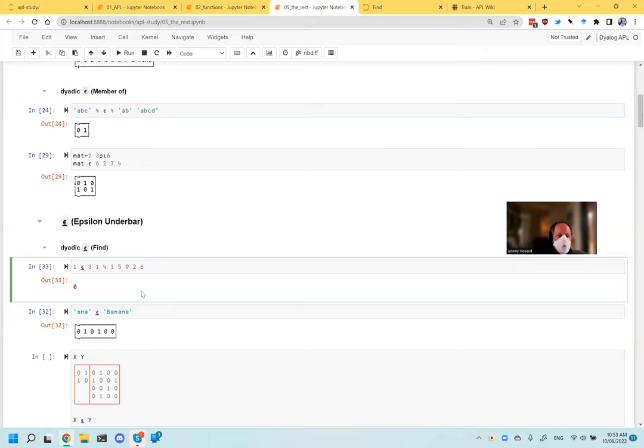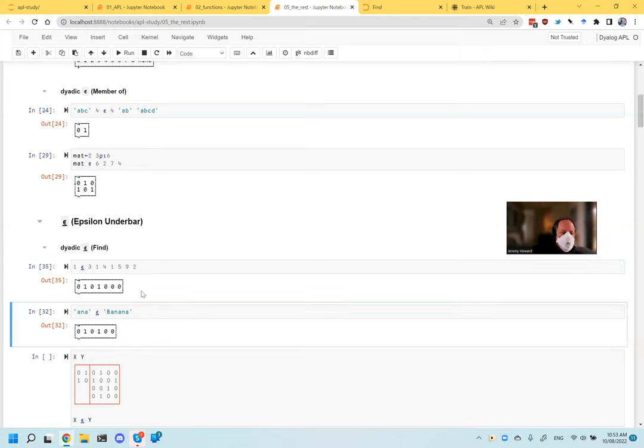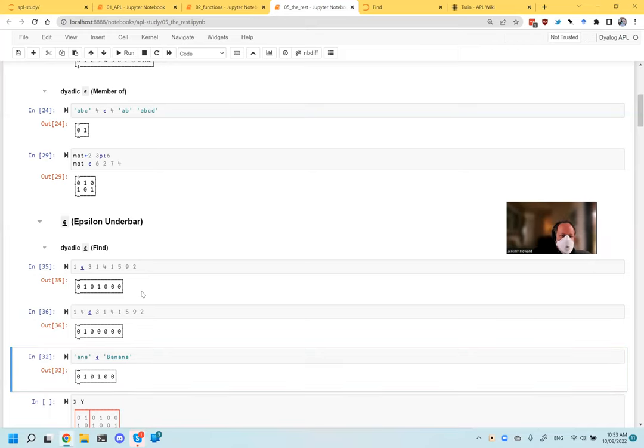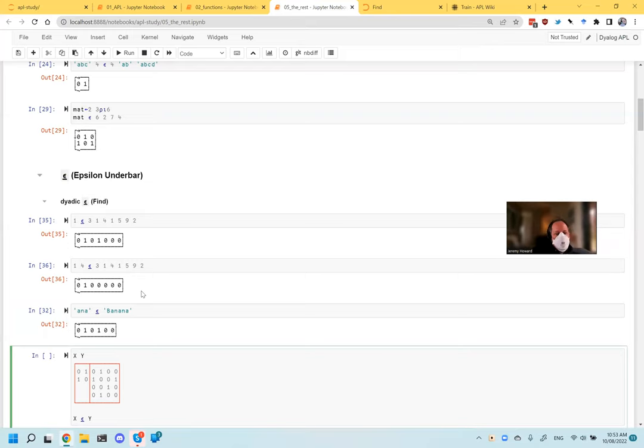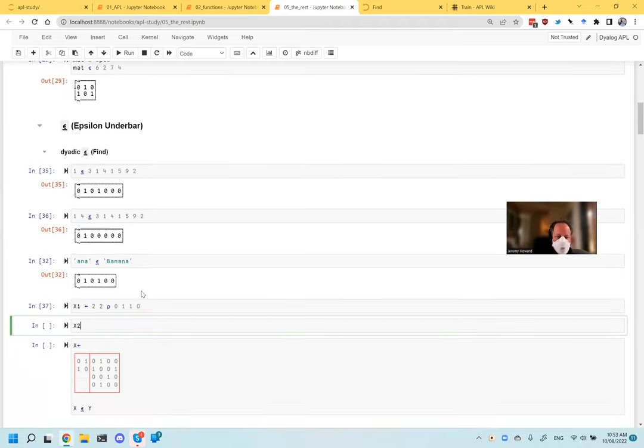How do we create this thing? X is, okay. X one is 2 by 2 0 1 1 0. X two is 4 by 4 0 1 0 0 1 1 0 0 1 0 0 1.